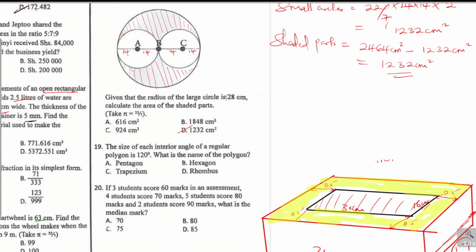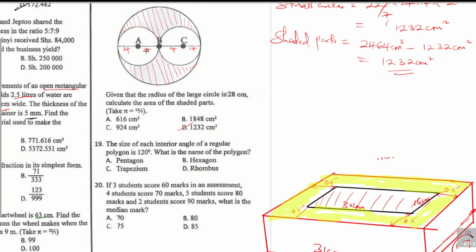The next question is question 19. So for question 19, the size of each interior angle of a regular polygon is 120 degrees. What is the name of the polygon? For us to get the name of the polygon, we must get the number of sides of that polygon, and that will help us to name the polygon.